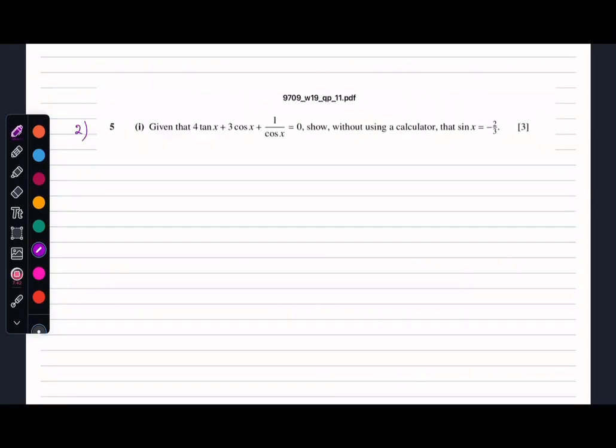The second question is taken from winter 2019, paper 1 variant 1, question number 5 in the paper, part 1. It says given that 4 tan of x plus 3 cos of x plus 1 over cos of x equals 0, show without using a calculator that sine of x equals negative 2 by 3. So they have given us 4 tan of x plus 3 cos of x plus 1 over cos of x, and this shall be equal to 0. This whole equation should lead to sine of x equals negative 2 by 3.